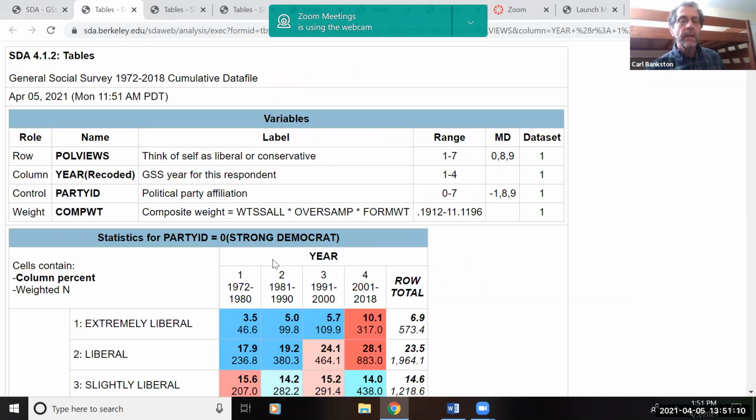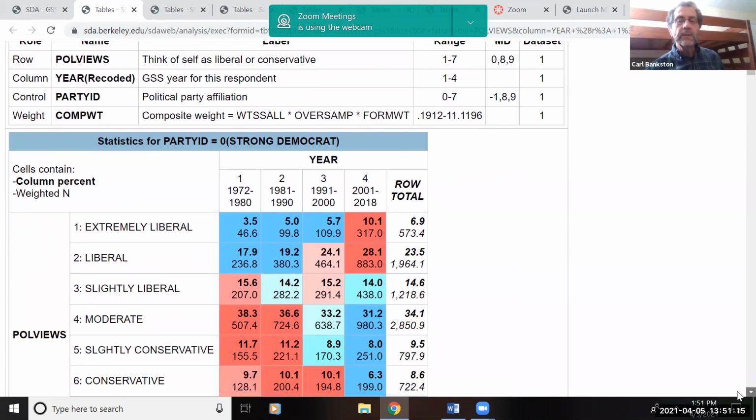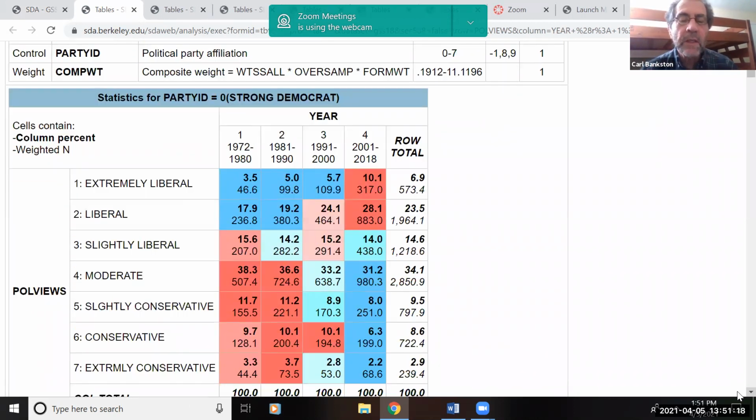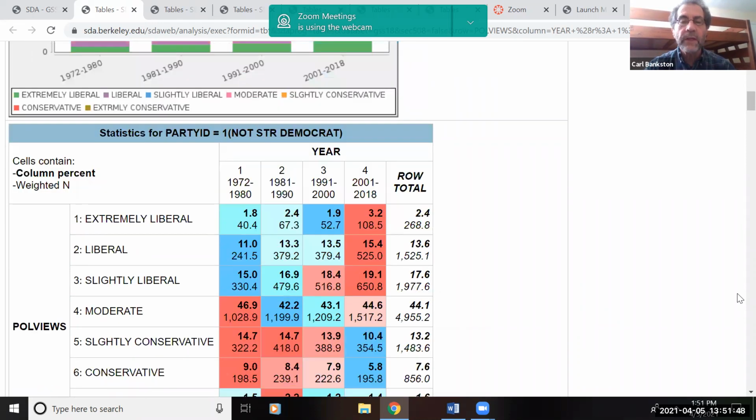Now, what we're looking at here are just strong Democrats. Now, this is interesting because if we look only at those who had a strong affiliation with the Democratic Party, those who were extremely liberal grew from only 3.5% in the 70s to 1 out of every 10 respondents by the 2000s. So we see a much more marked association at the level of strong party affiliation.